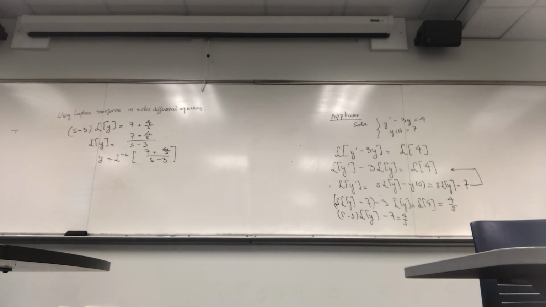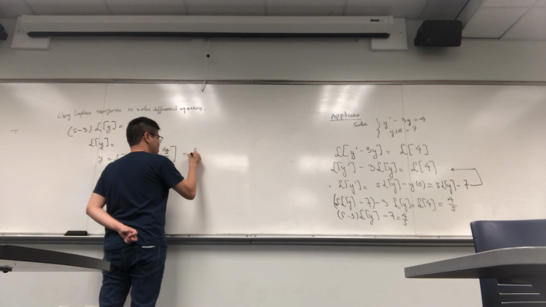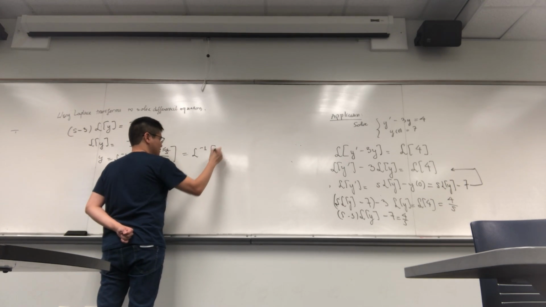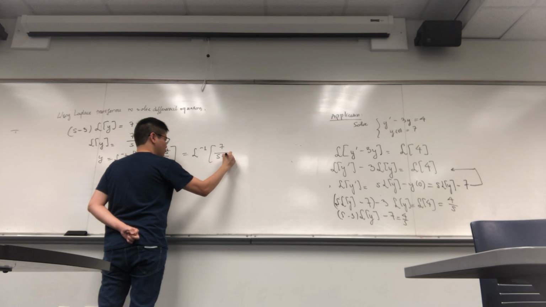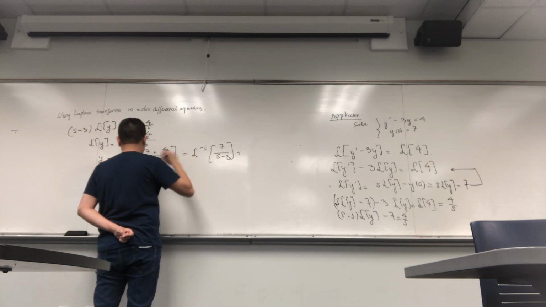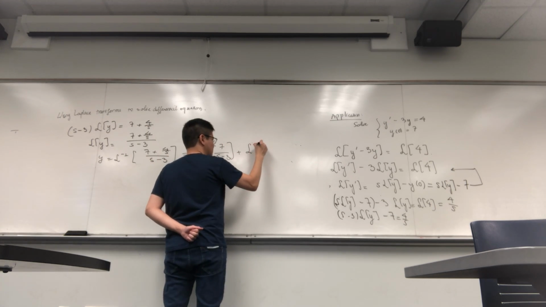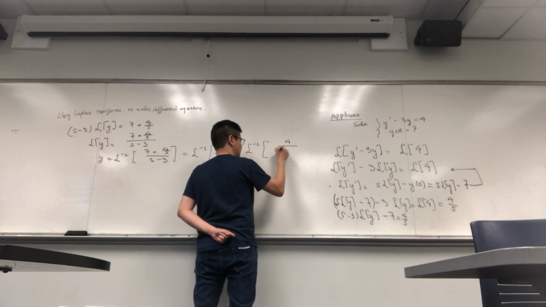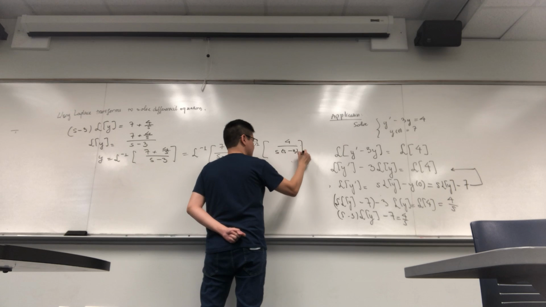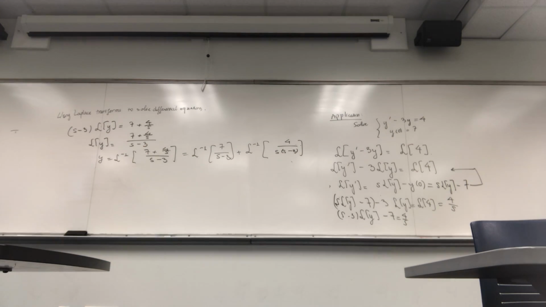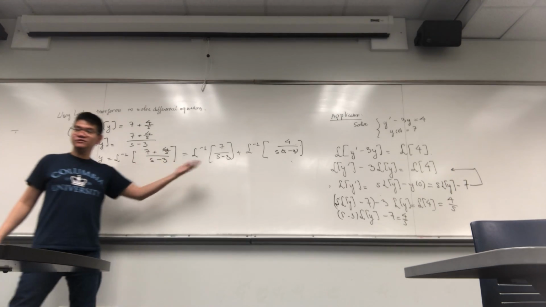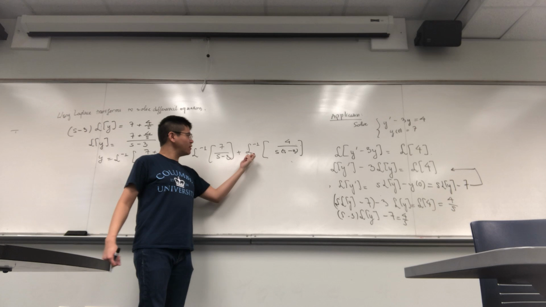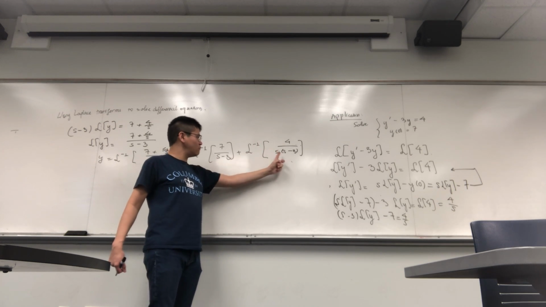So now I'm going to split it up. I have 7 over s minus 3. This is one term. And the other term is 4 over s times s minus 3. It's clear? So here you have two terms, 7 over s minus 3, so I split it, and then the other term is 4 over s times s minus 3.